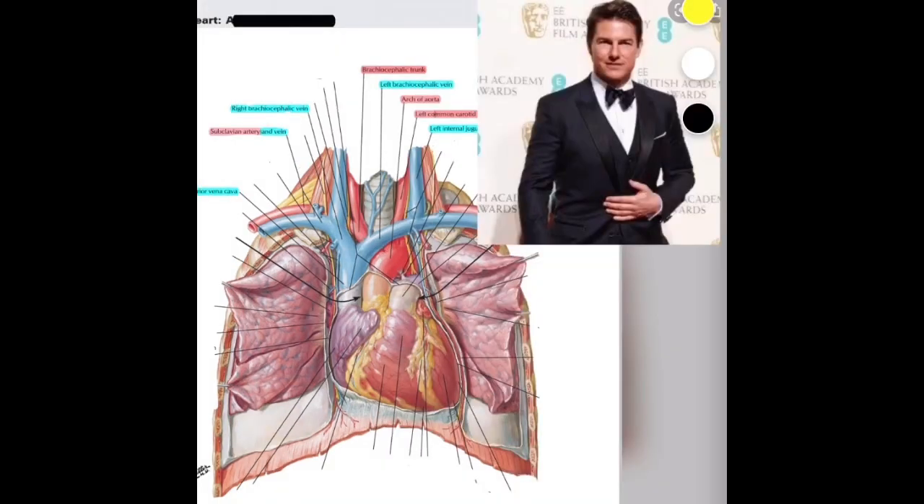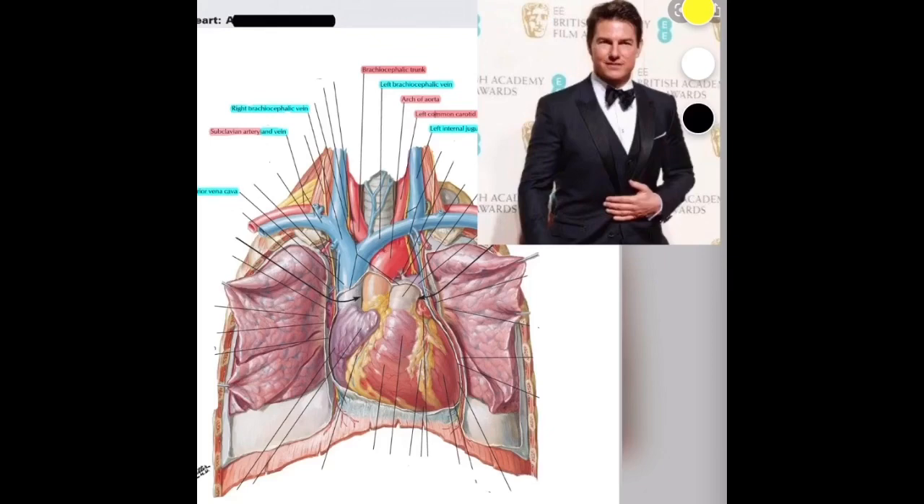Okay, so I'll just orient you first of all. You can see the very dashing Tom Cruise on the top right corner of your screen, and you can see him facing anteriorly, and that's how our patient is basically facing right now. Okay, so we are looking at this section from the front.